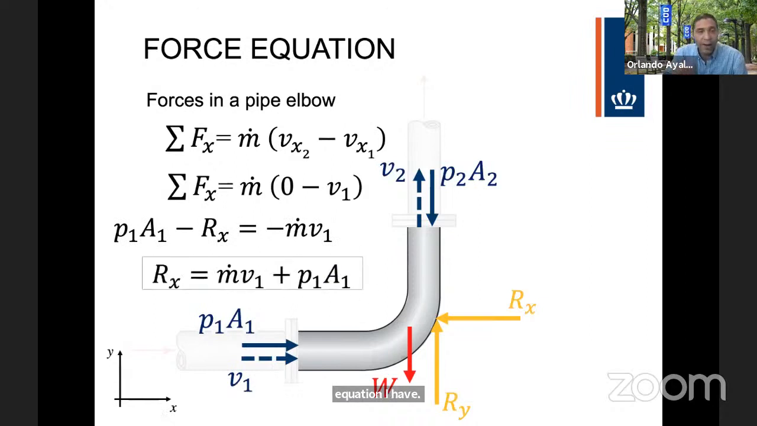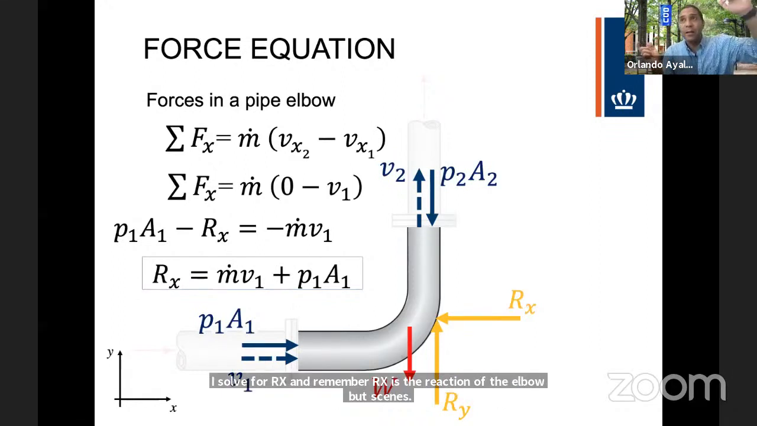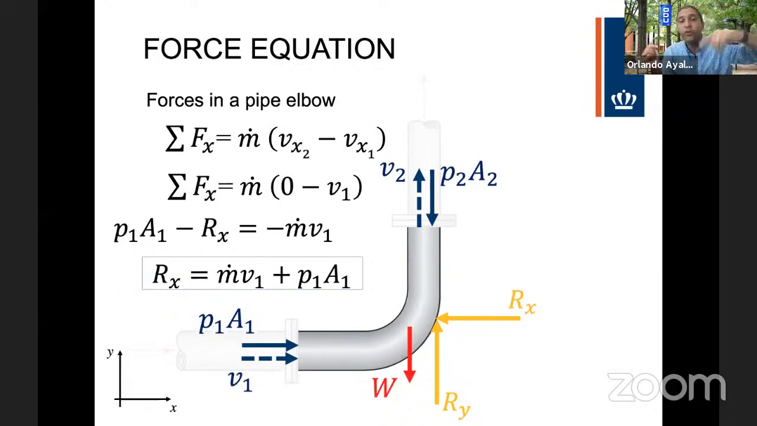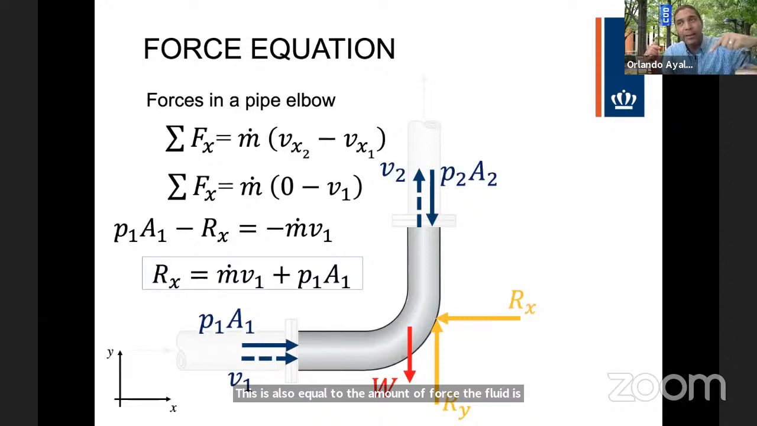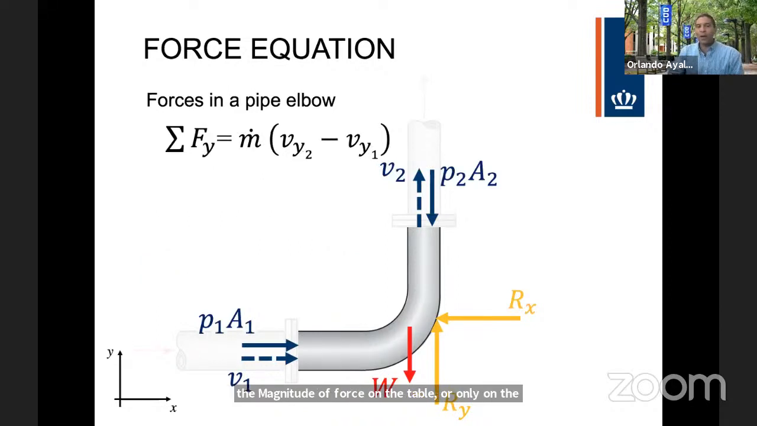So I solve for Rx, and remember, Rx is the reaction of the elbow, but since this is all due to action-reaction, this is also equal to the amount of force the fluid applies against the elbow. So keep that in mind. Now we have the reaction in the X direction. We just found the equation that gives us the magnitude of the force on the elbow, but only in the horizontal direction. We can do the same thing for the vertical direction.